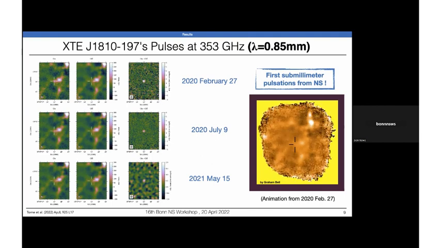There have been some published images of magnetars at submillimeter wavelengths, but not pulsations. So this is the first time we can resolve the pulses. By the way, there were 3 epochs, as you can see, and there is some variability, as I'll show you.